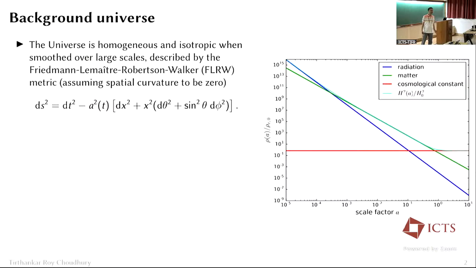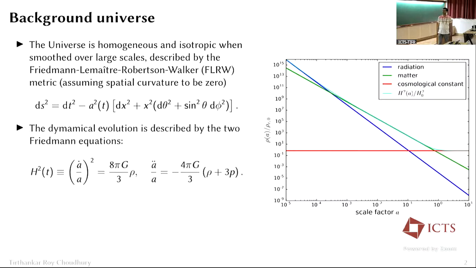We know that our universe is homogeneous and isotropic when we smooth it over very large scales. And it is described by a metric, the so-called FLRW, the Friedmann-Lemaitre-Robertson-Walker metric. Of course, this is written assuming spatial curvature to be 0. Spatial curvature is not going to play any role in this set of lectures. And observationally also, we find that it is consistent with 0, so we won't worry about that.